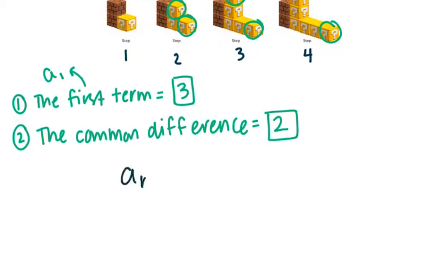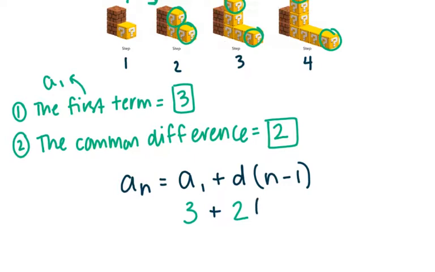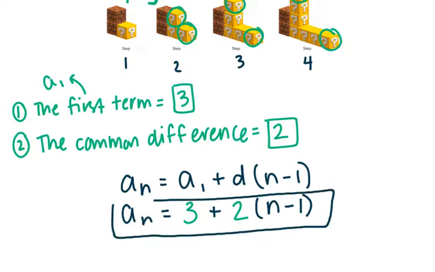Well, our explicit equation comes in the form of a sub n equals the first term plus the common difference times n minus 1. In this case, we just stated that our first term was 3. That's what we start with. And what we add each time to get to the next part of the pattern is plus 2. And then the n minus 1 stays there because that's our equation part that we'll use to substitute in a specific term value later on. And so that would be it. That would be your equation for this particular pattern.